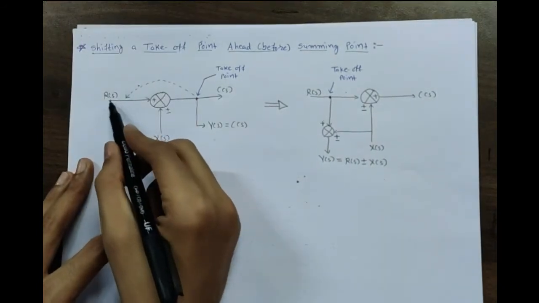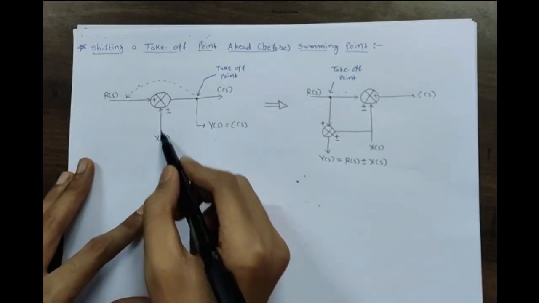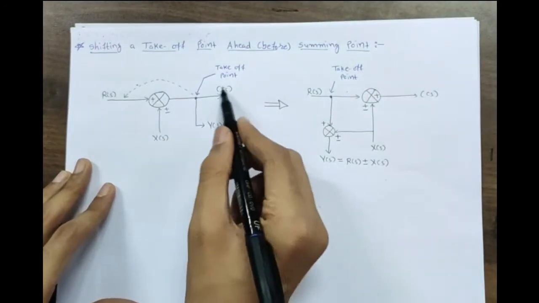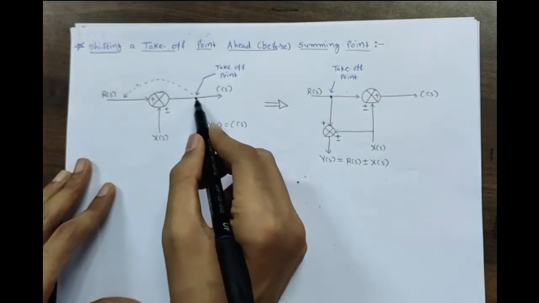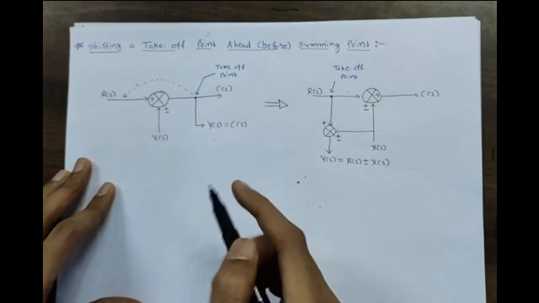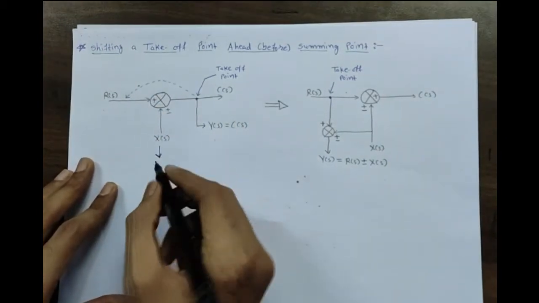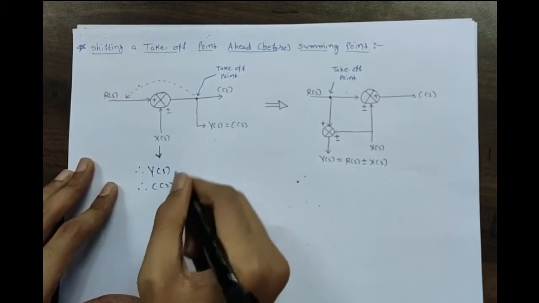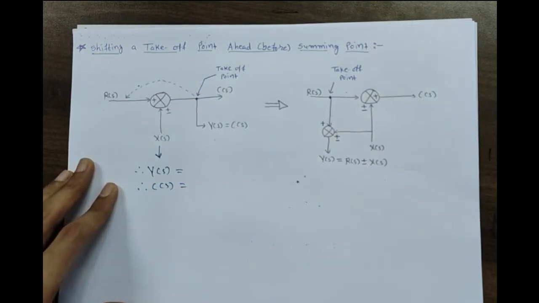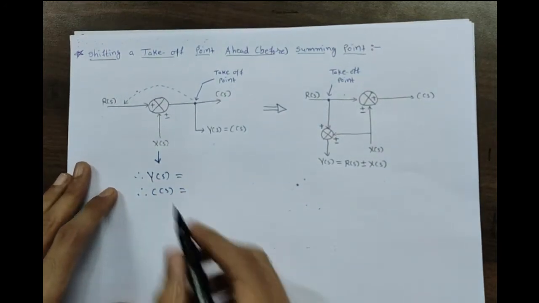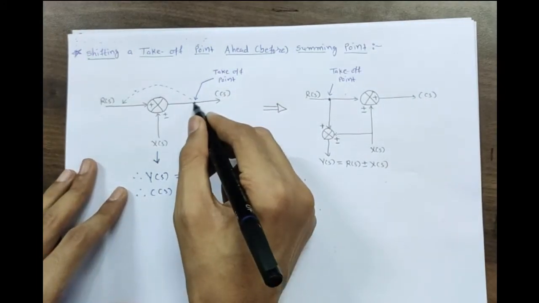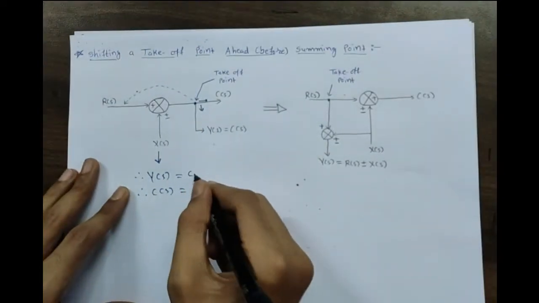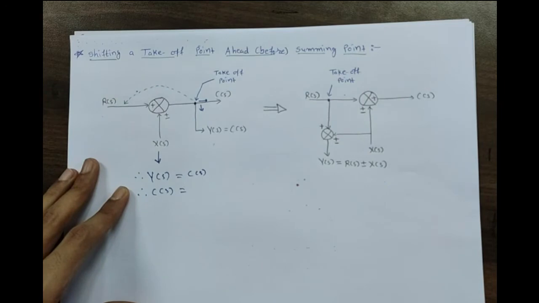Now here you can see your input signal is r of s, and another signal is going to be added at the summing point, that is x of s. Your output is c of s. What we want to do is transfer this takeoff point before the summing point. So before going to find that, let me just write the value of y of s and c of s, because we are going to find the equivalent network. So y of s will be nothing but c of s, because it is the takeoff point. Whatever will be in this direction will be in this direction. So y of s is equal to c of s.